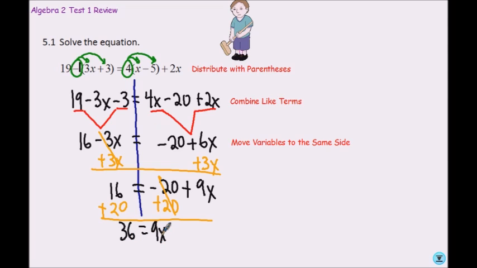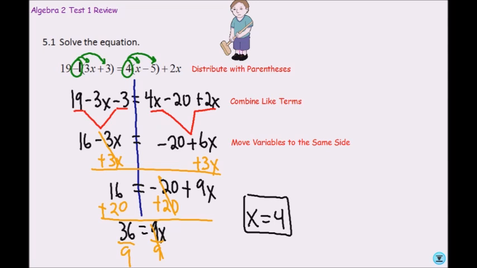9 times what number makes 36? Well, that would be 4. Right, because 9 times 4 is 36. If I wanted to show the algebra on that one, that would be dividing both sides by 9, and then get x equals 4. So it looks kind of scary at first because all this stuff is spread out all over the place, but once you combine like terms, get everybody on the same side, it simplifies pretty quickly. Alright, so go ahead and pause now and try 5.2 and 5.3.